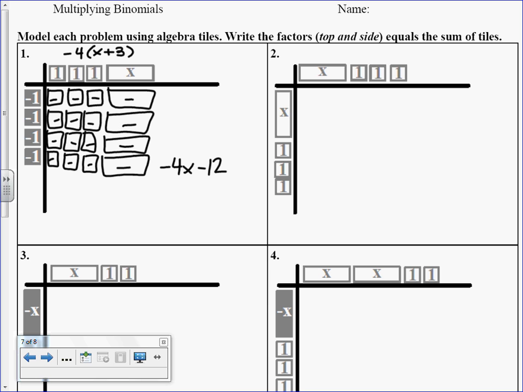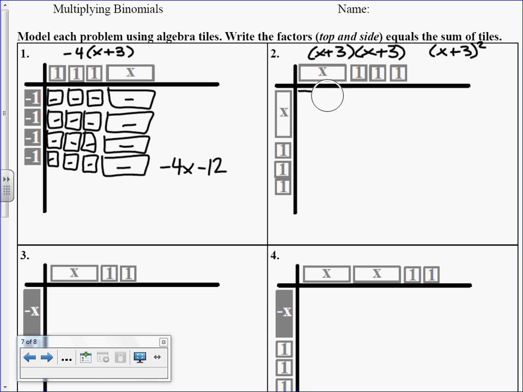Moving on to number 2, I have a positive x. It says x plus 3 times x plus 3. Now that kind of reminds me of, that's the same thing. Could I say x plus 3 squared? I don't see why not. So you could write it one way or the other way, okay? And this is why.